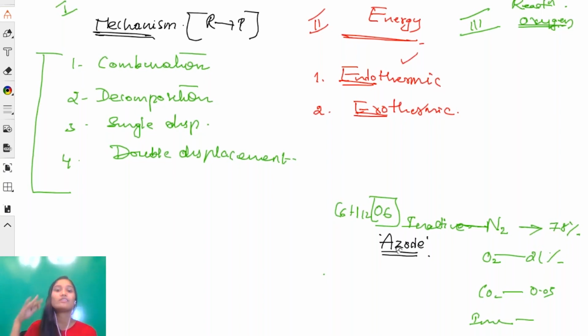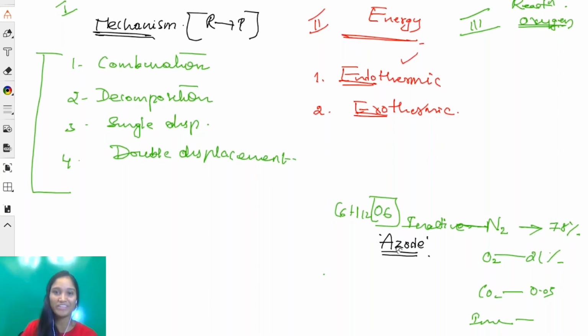Inert gases don't react at any cost. But inactive nitrogen, if you heat it up to a limit, it reacts. Nitrogen was named azote when it was discovered because it was found to be inactive. Any idea who named nitrogen as azote? Any idea who separated the components of air? Any idea?